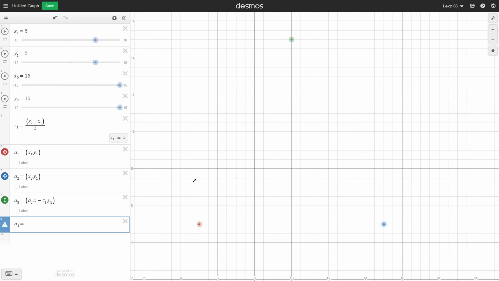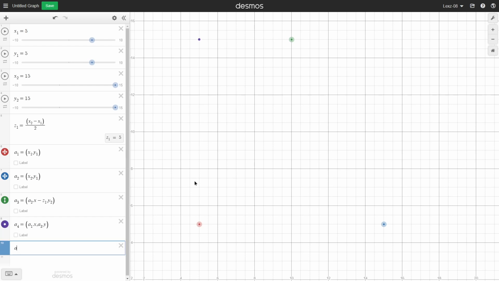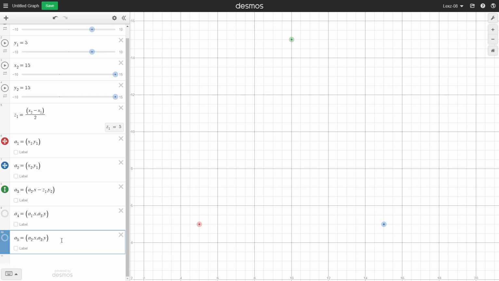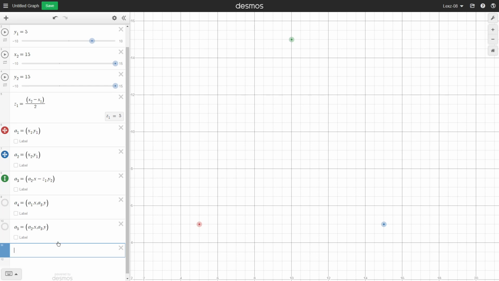Okay, so we're going to do A4. This is the start of the 2 points. So we're going to do A4 equals A1 dot X, A3 dot Y, A5 equals A2 dot X, and then A3 dot Y. Now, we're getting the X value of these two, then the Y value of this, and that's how you do that. Now remember, you gotta make them not visible, because it's not supposed to be visible.